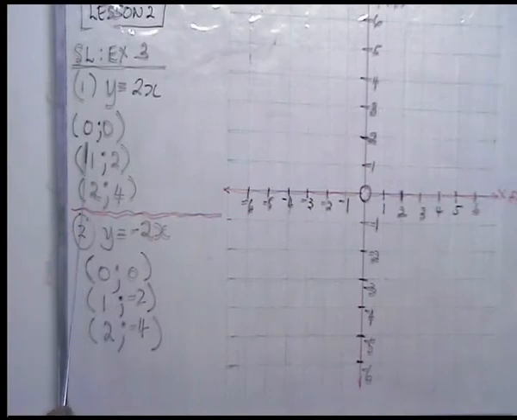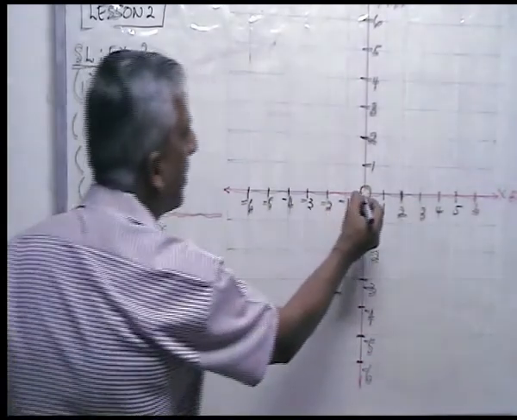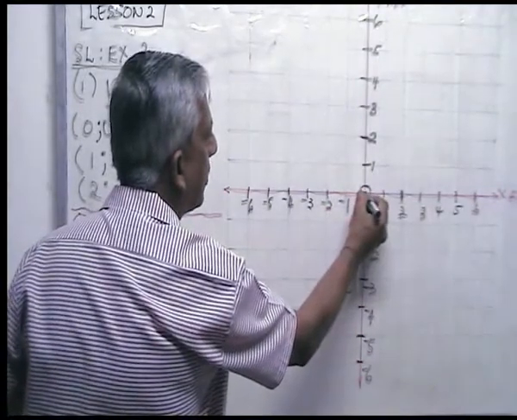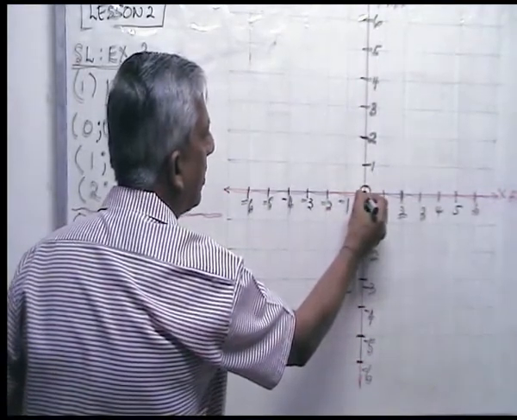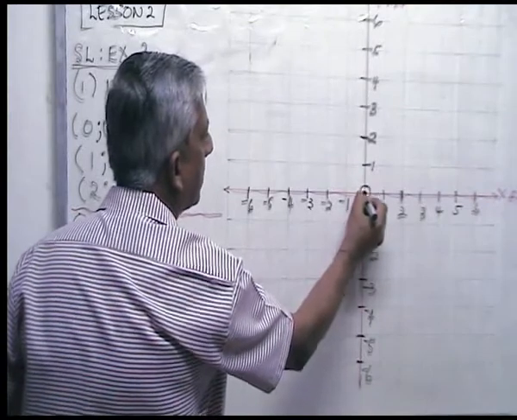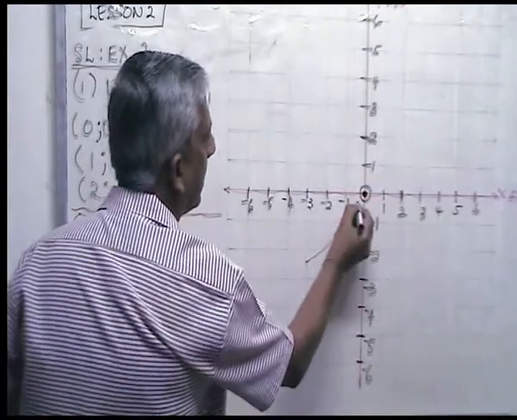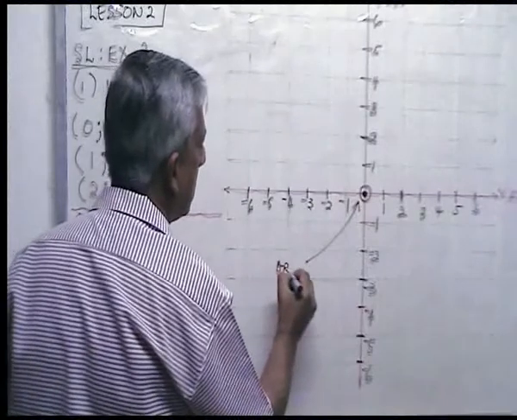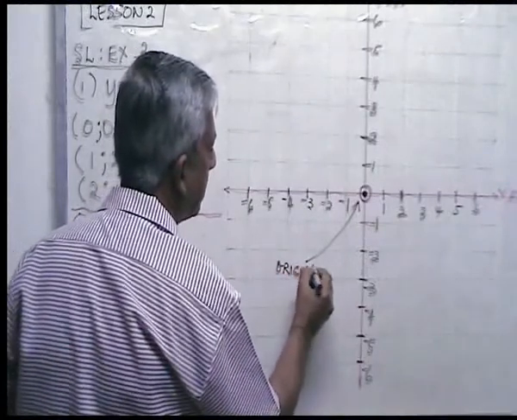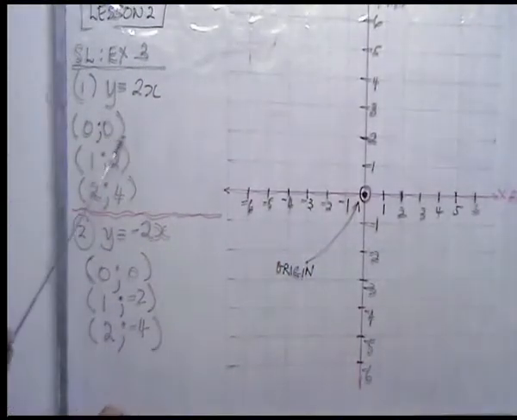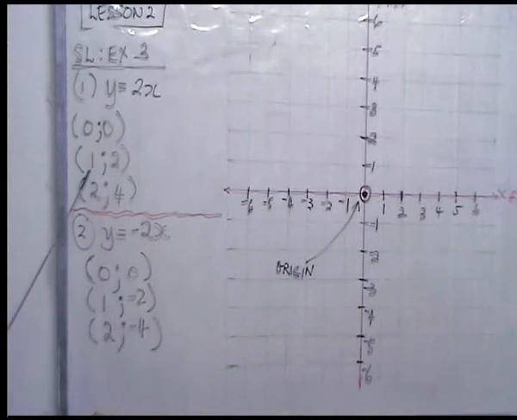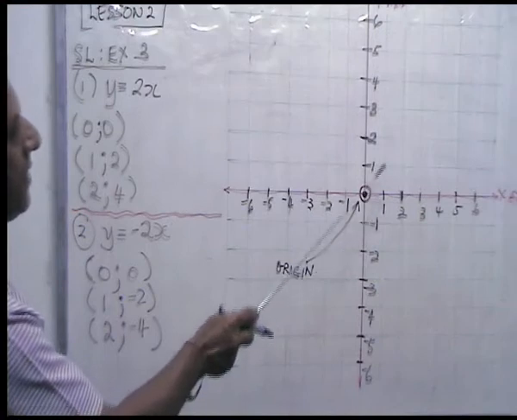The first ordered pair here is (0, 0). So by now you know that (0, 0) is at the origin. Right in the middle here is called the origin. So that's where the first ordered pair is, (0, 0). Next one is (1, 2). So I must look for 1 and then go up 2.